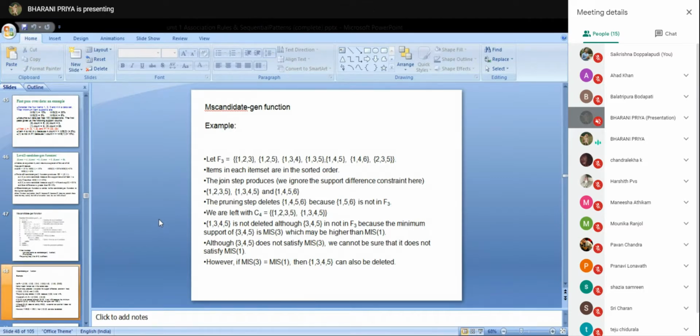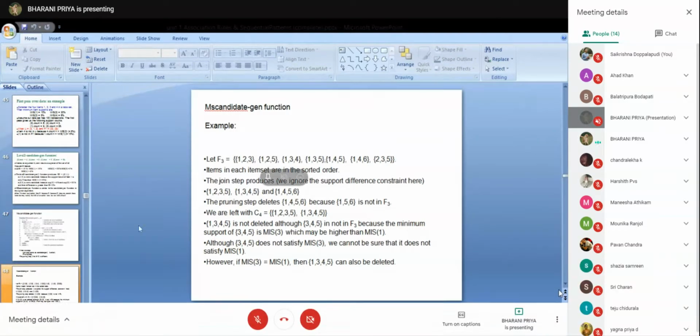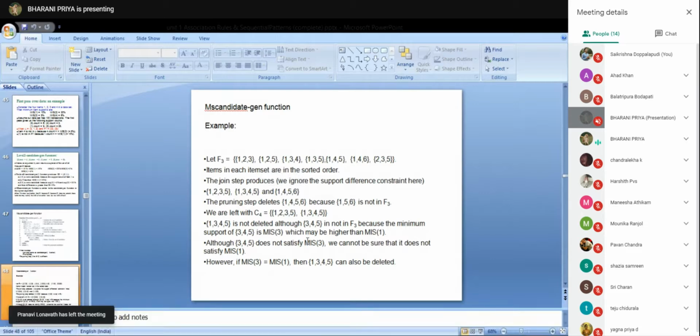In the last class, we were talking about multiple item supports, right? And how to find the support of that. So let us see, there are two steps in the Apriori algorithm. What is that? Joining step and pruning step. So let us see the example.